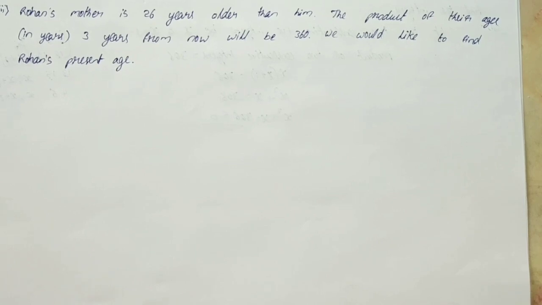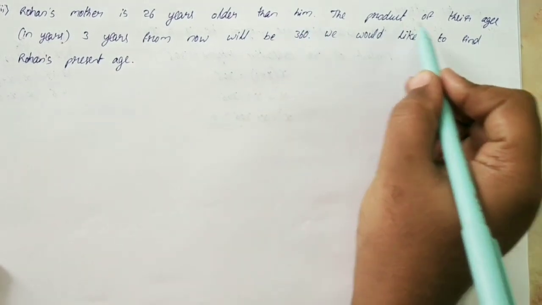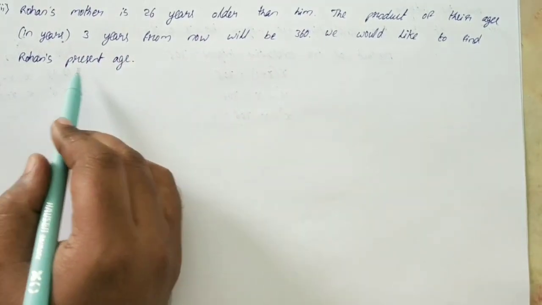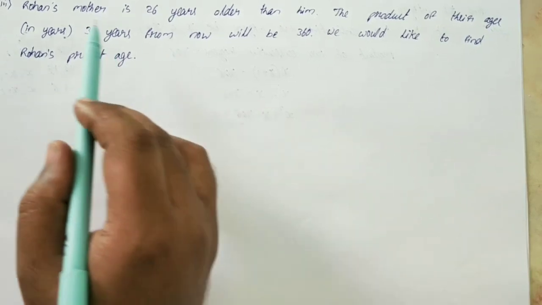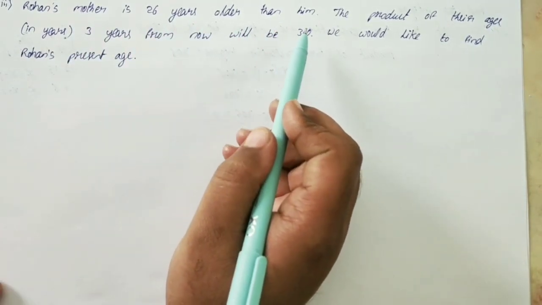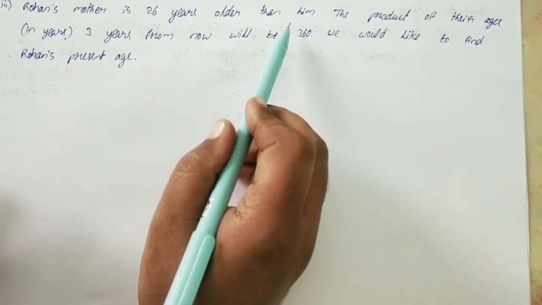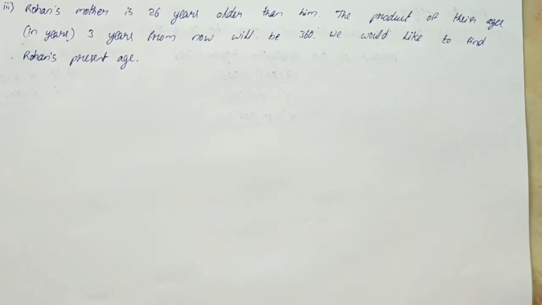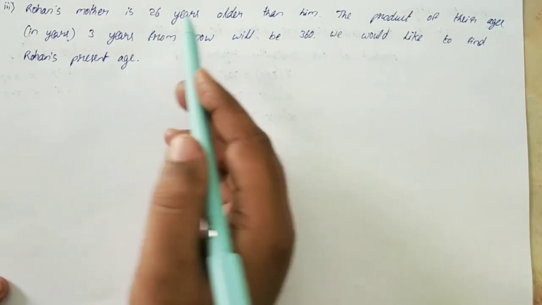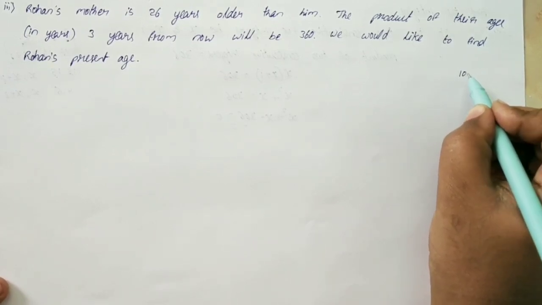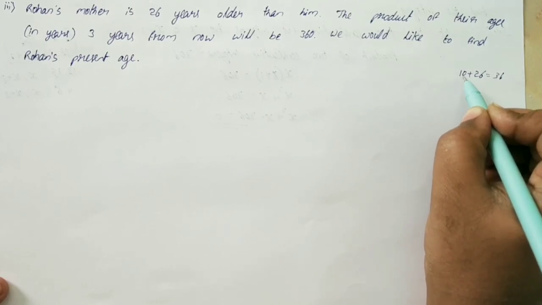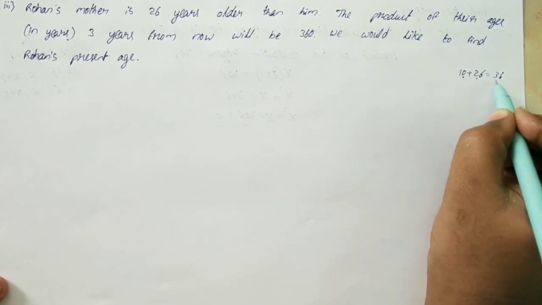Next sub question. Rohan's mother is 26 years older than him. The product of their ages 3 years from now will be 360. We would like to find Rohan's present age, right? So what they have given, Rohan's mother is 26 years older than him. That means, assume Rohan's age is 10 years, I'm just giving an example, then what will be his mother's age? 36, right? We have to add 26 to his age, so it will become 36.